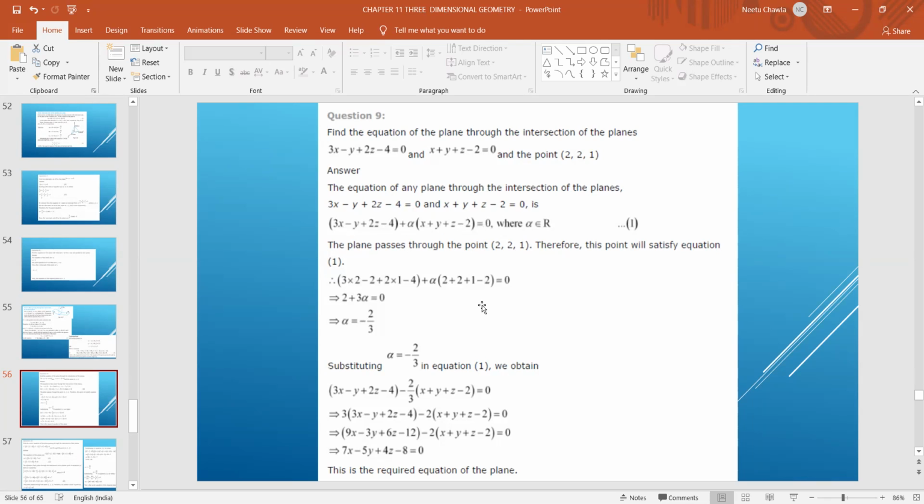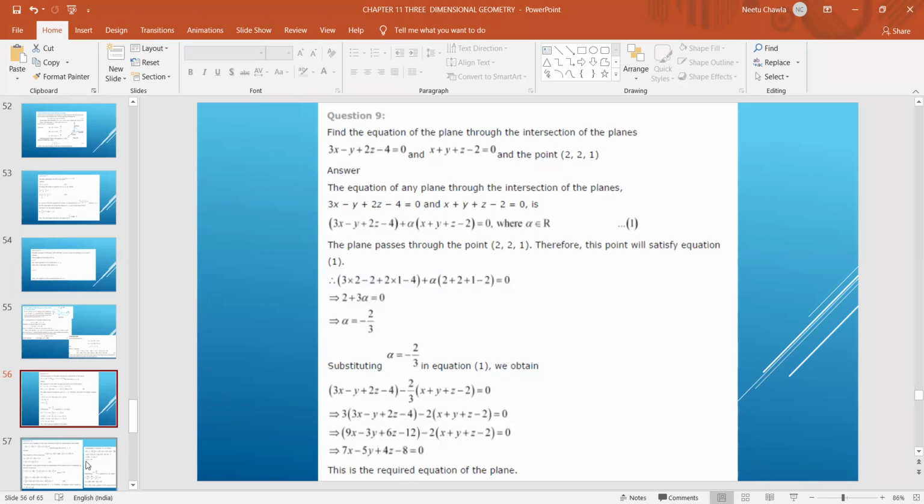So after putting the value, I am getting alpha is equal to minus 2 upon 3. This minus 2 upon 3, I'll be substituting back in equation number 1 and solving it by taking the LCM, so that we can get this final equation of the plane. This is your 9th question of exercise 11.3.